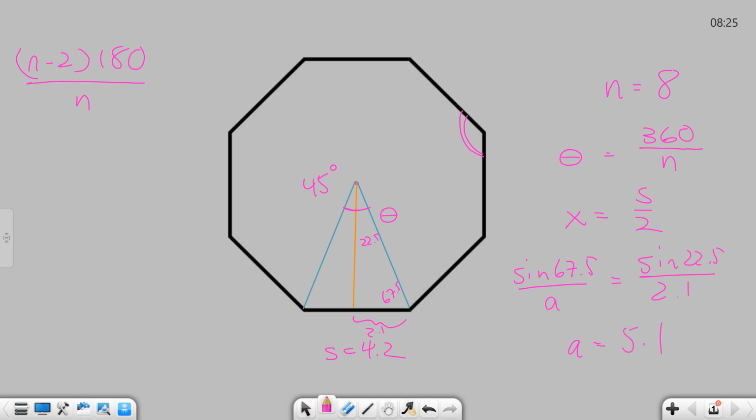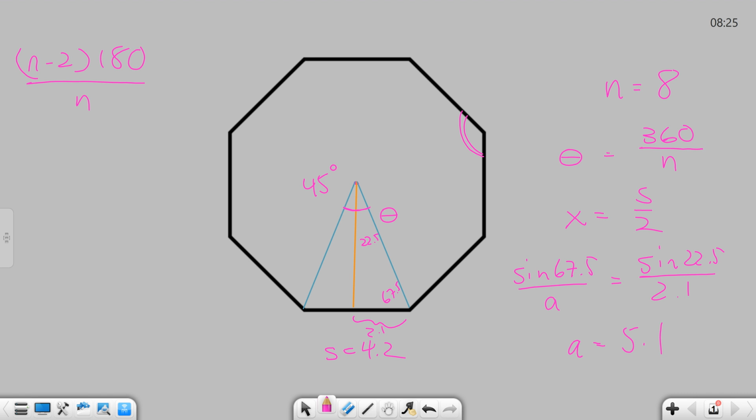Then you got a value for a, which was 5.1. Which I assume you stored that value. Yeah. Good. Then they just did 1/2 times the base 4.2 times 5.1 the height, and then times 8. So you found the area of the isosceles triangle and multiplied by 8. Yeah. Perfect. Okay. Any problems there?